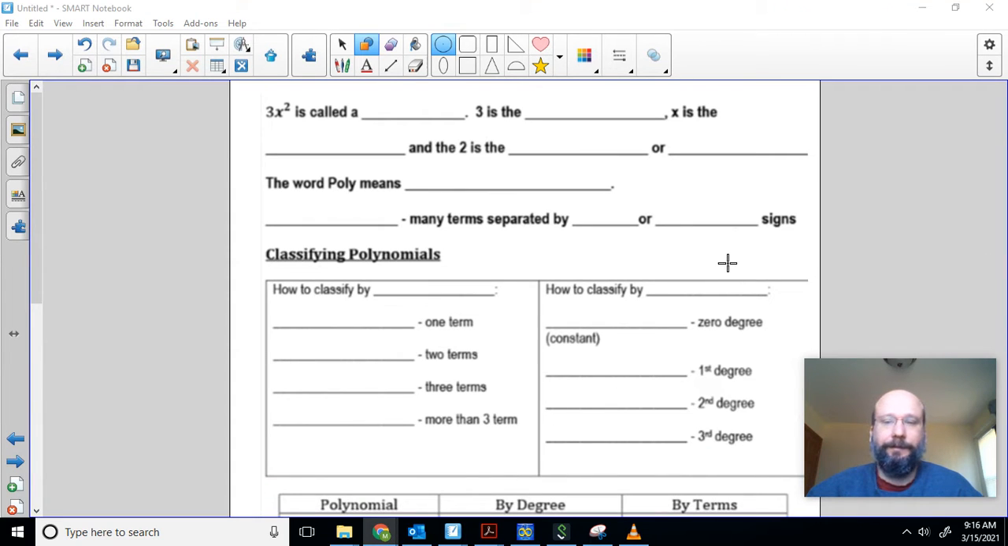Hey guys, we need to do a little bit of vocabulary. So let's do it.